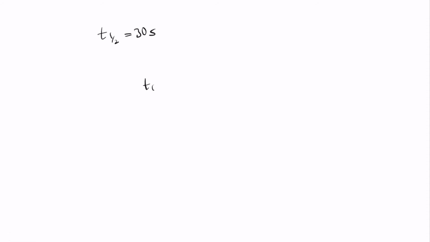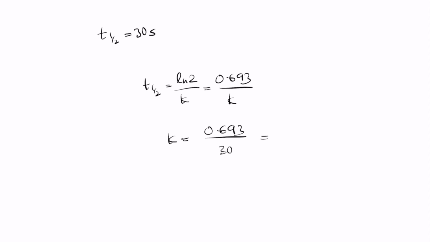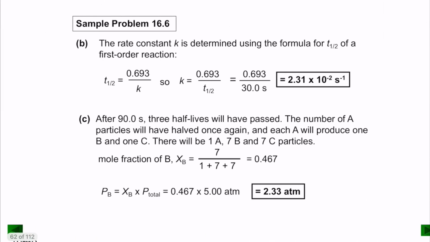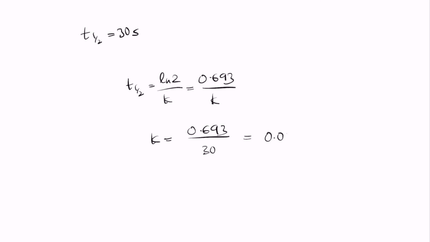We know that T half can be written as ln2 by k, which can also be written as 0.693 by k. So k becomes 0.693 by T half, which is 30 seconds. That value will be 0.0231 per second. Notice that this is 1 by second, or second inverse. So this is a first order reaction.